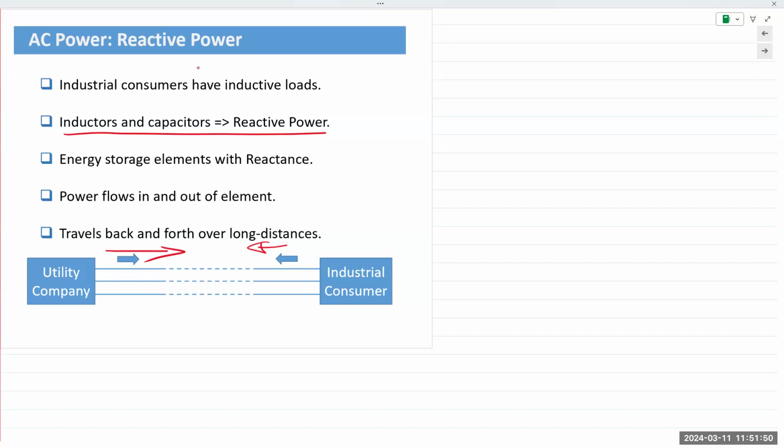So reactive power. Yes, go ahead. So reactive power is used to create the magnetic field within the inductor? Yes, it's associated with the magnetic field of that inductor. Yes.